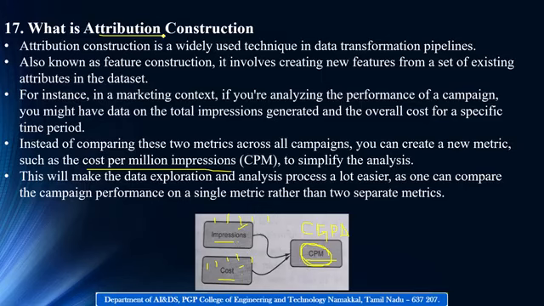Attribution construction is a widely used technique in data transformation pipelines. It is also known as feature construction. So creating a new field, creating a new feature. It involves creating a new feature from a set of existing attributes in the data set. Impression is already available, cost is already available. Using these, I'm creating a new attribute and it will be used for easier decision making. It will give clear insight into your data set. So this is attribution construction.